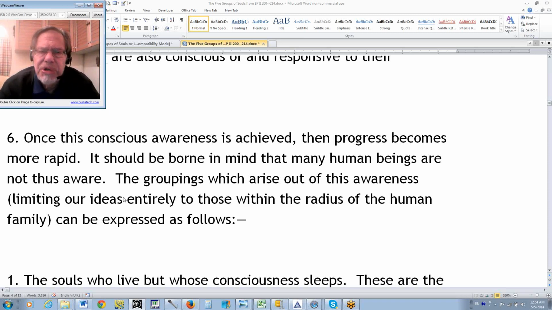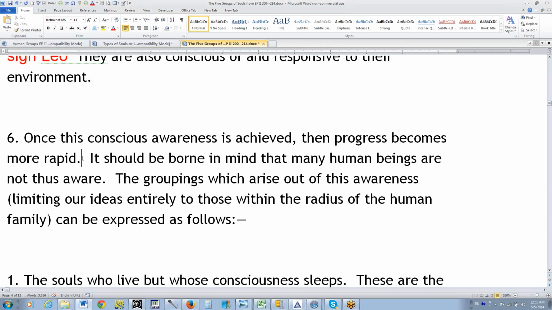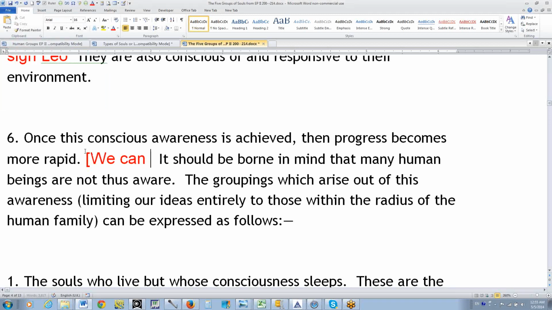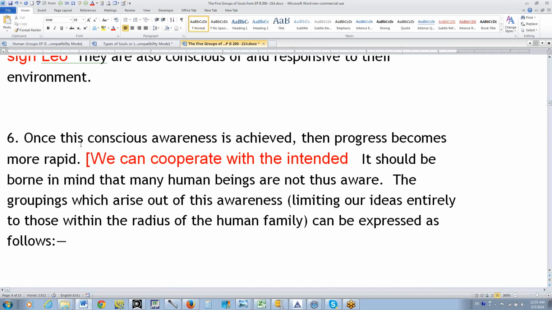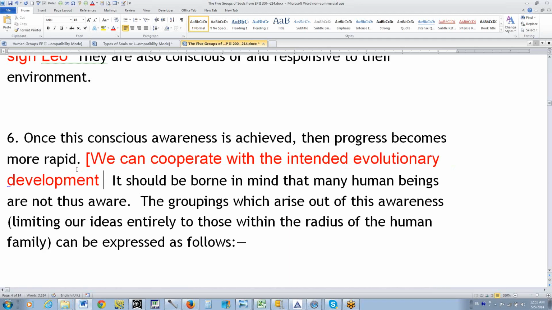We are at least approaching the first initiation if we haven't taken it. And so basically 99% of the process is already experienced. And because of our increasing knowledge, we can cooperate with the intended evolutionary development. So I'll put that down. We can cooperate with the intended evolutionary development. And I think I should put that in a lower, more like 14. Don't you think so?